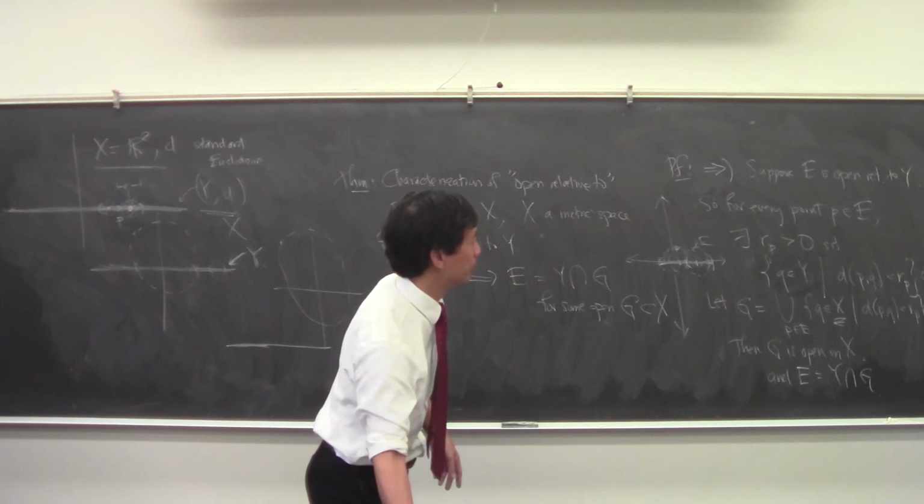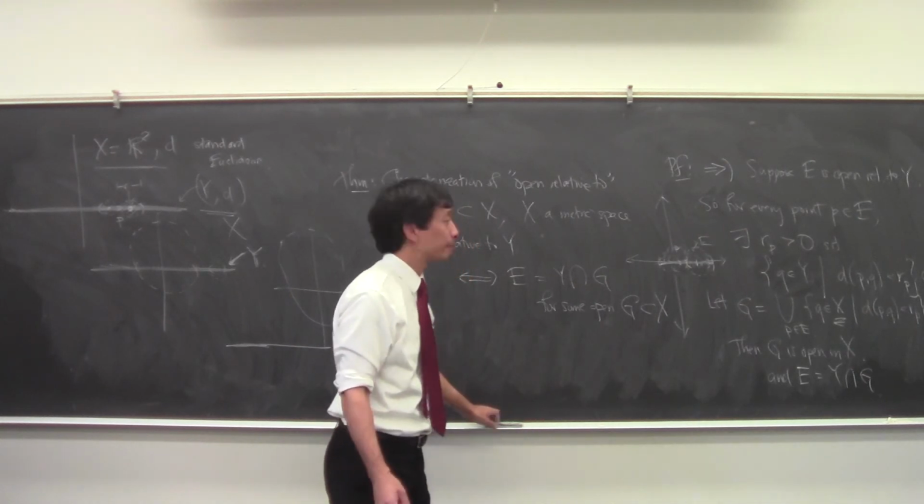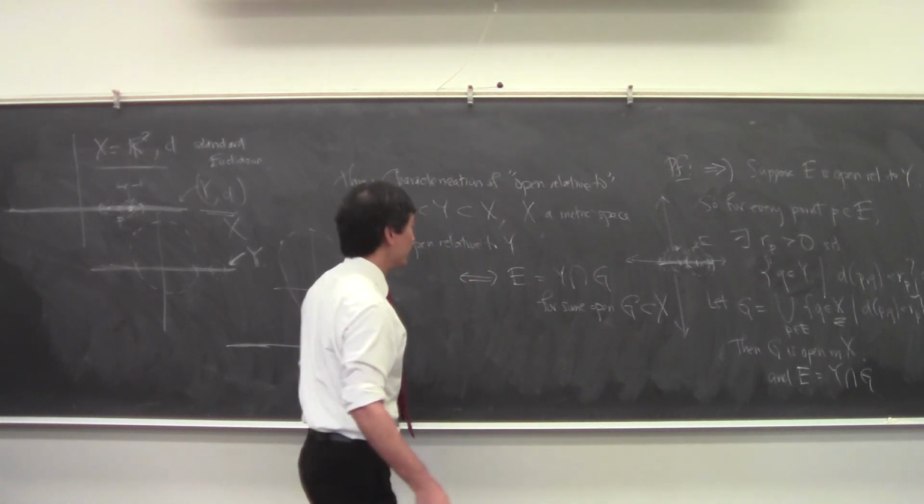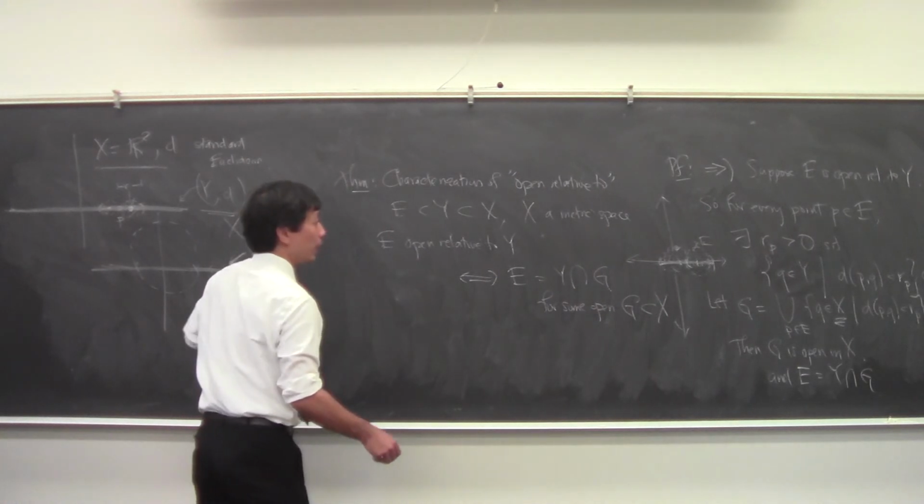Could you explain how you define G again with the union notation?